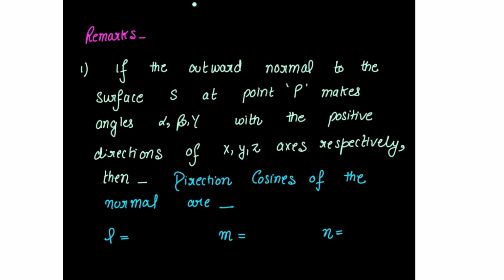If the outward normal to the surface S at point P makes angles alpha, beta, gamma. Suppose this is your surface S and this is your point P. So if the outward normal makes angles alpha, beta, gamma with the positive directions of the x, y, z axes respectively, then the direction cosines of the normal are l equal to cos alpha, m equal to cos beta, and n equal to cos gamma.